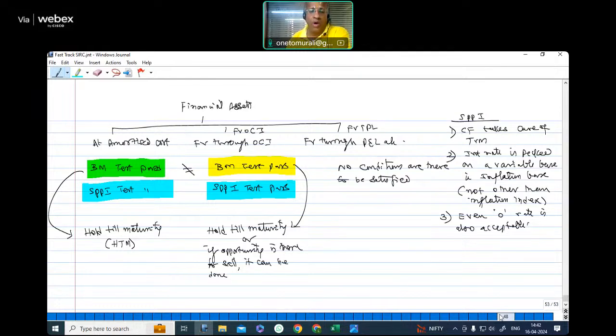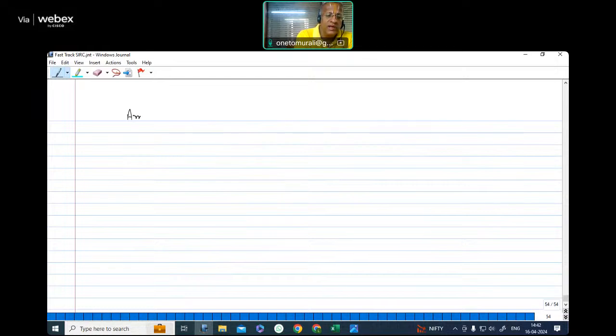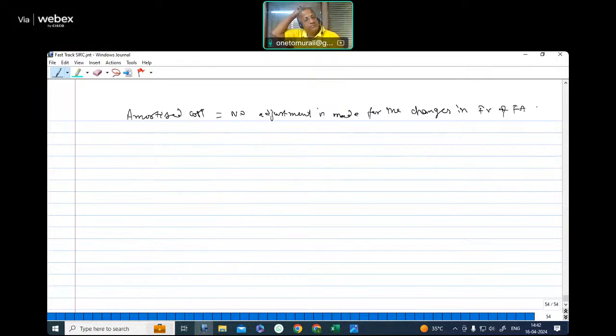So what are we expected to do in the case of amortized cost? What do you mean by amortized cost? Amortized cost would mean no change is made, no adjustment is made for the changes in fair value of financial assets. So no adjustment is made for changes in financial assets.